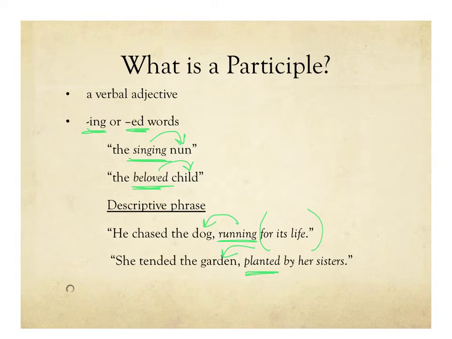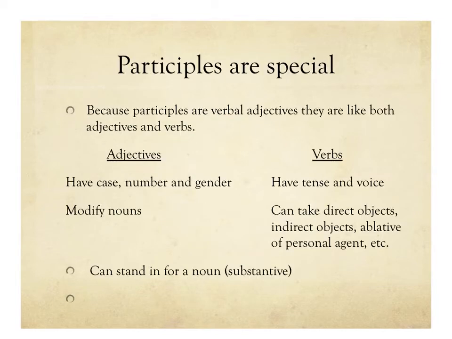So again, an -ing word or an -ed word, but we can add more things to it because it is also a verb as well as being an adjective. It's a verbal adjective. So participles are special because of this, because they are part verb and part adjective.